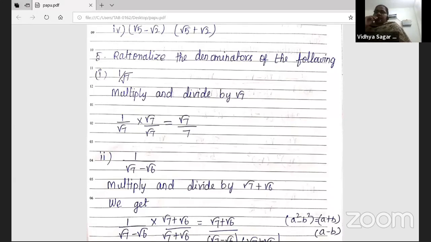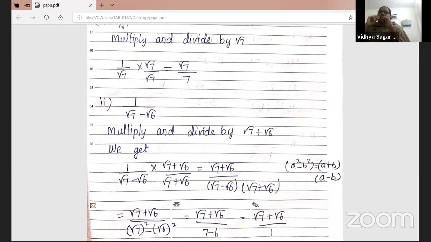Now see your next question. It's very important. Surely you will get it in 3-mark and 2-mark questions. See 1 by root 7 minus root 6. You must multiply and divide by a number. Here you just change the sign of the denominator. You have two terms here, so you just change the sign. Here it is root 7 minus root 6, so you multiply both sides with root 7 plus root 6 by root 7 plus root 6. This method is called the conjugate method.